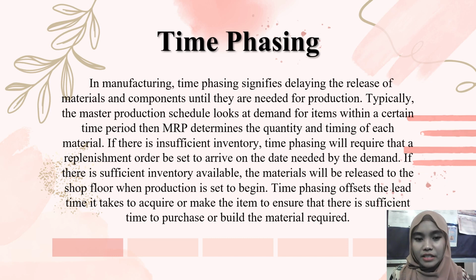If there is insufficient inventory, time phasing will require that a replenishment order be set to arrive on the date needed by the demand. If there is sufficient inventory available, the material will be released to the shop floor when the production is set to begin. Time phasing offsets the lead time it takes to acquire or make the item to ensure that there is sufficient time to purchase or build the material required.